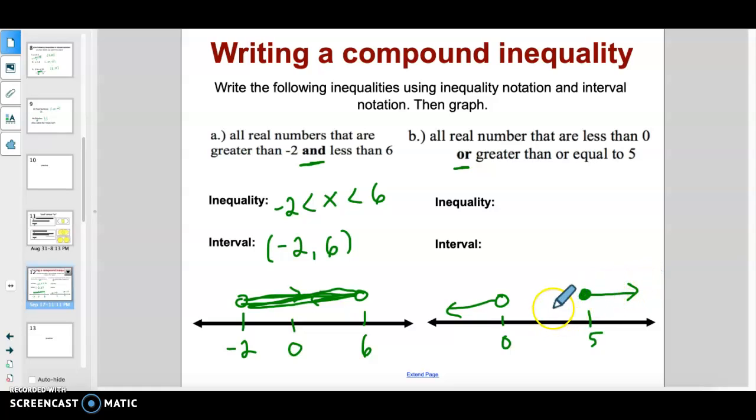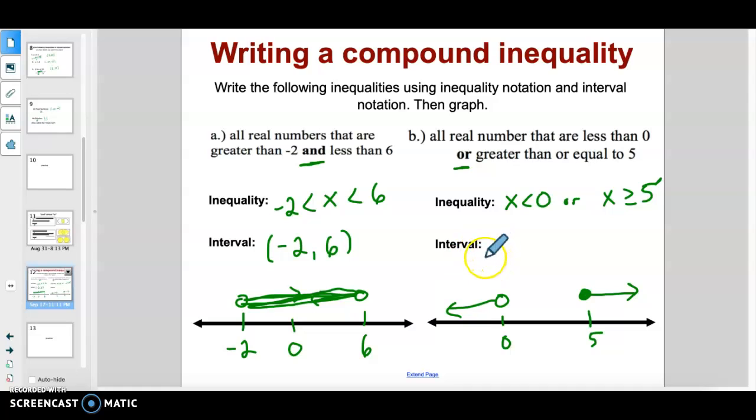For the inequality, we're actually going to write two inequalities. So we've got x being less than 0, and then we're just going to write the word OR, and then x being greater than or equal to 5. So when you do the inequality, you can just use the word OR.